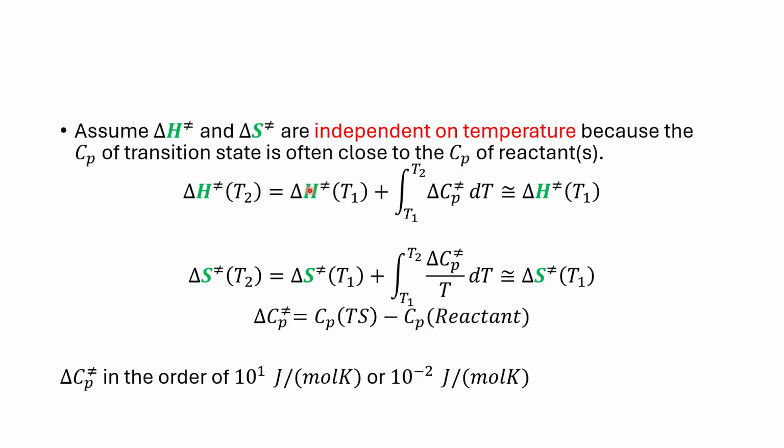The same logic goes to ΔS. The value of the heat capacity for the activated complex is typically quite small, which is in the range of 0.01 to 10 joules per mole per Kelvin.